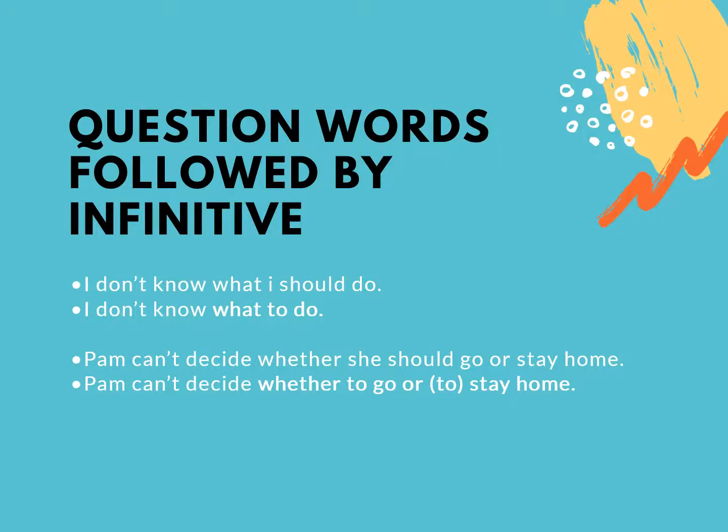Question words followed by infinitive. If the subject of the dependent clause and the independent clause is the same, you can simply use infinitives. For example, I don't know what I should do. You can say: I don't know what to do. Or, Pam can't decide whether she should go or stay at home. Pam can't decide whether to go or just stay at home.